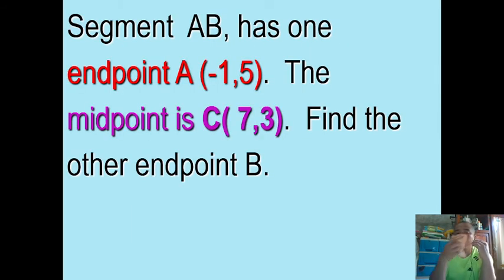Next. Segment AB has one endpoint A at (negative 1, 5). The midpoint is C at (7, 3). Find the other endpoint B. So we have here the midpoint (7, 3) and one endpoint at (negative 1, 5). What is the coordinate of B, which is the other endpoint? Okay, AB. So C is the midpoint, A and B are the 2 endpoints. What are the coordinates of point B?